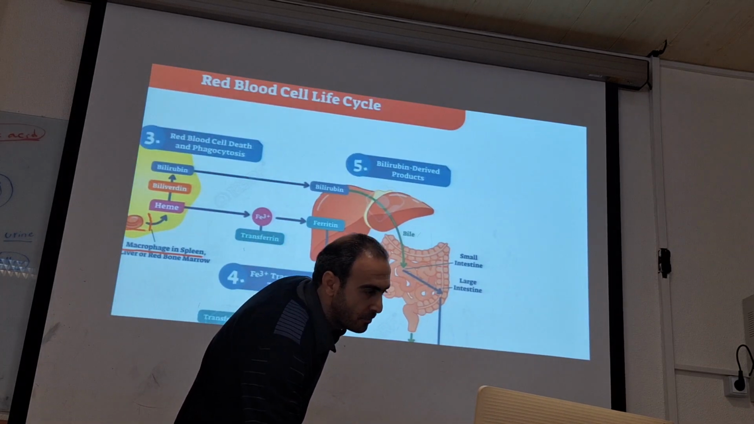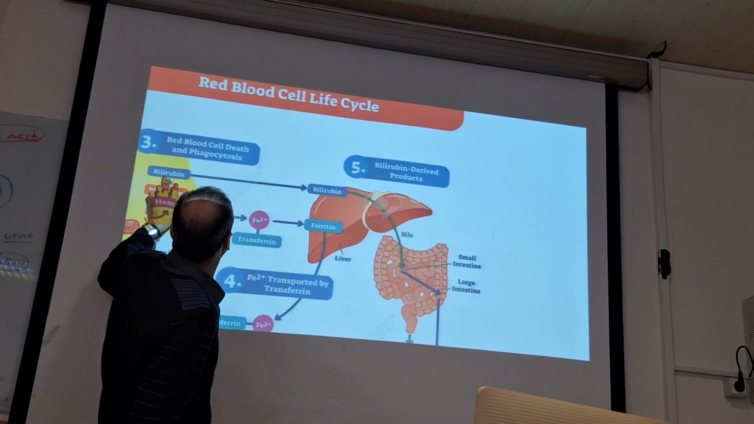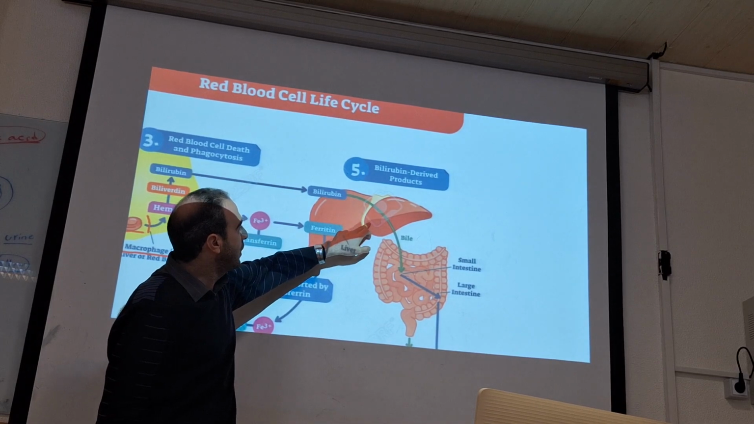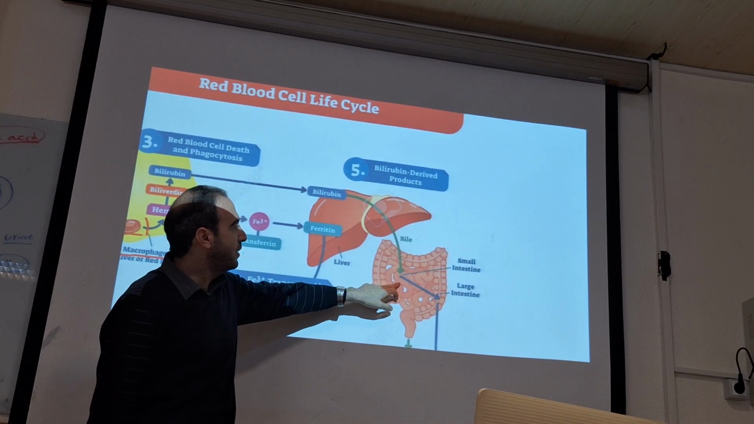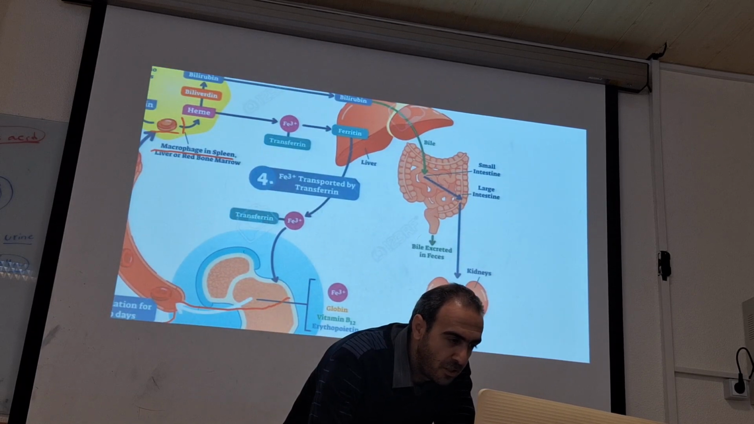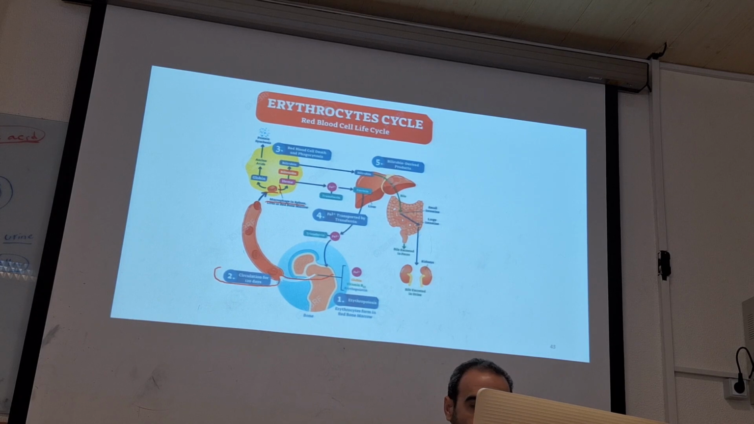But related to biliverdin, we convert it to bilirubin, and bilirubin is sent to the liver. In the liver, we conjugate it, we send it to the intestine, and in the intestine, we excrete it in a circulating form or send it back to the kidney and excrete it in the urine. It's the whole pathway of bilirubin metabolism.